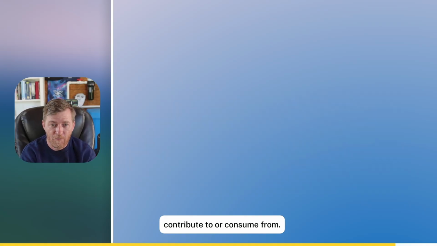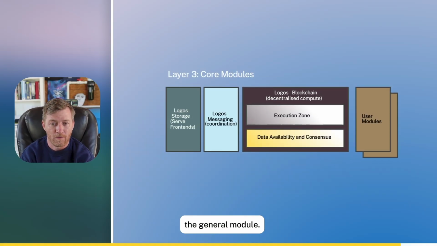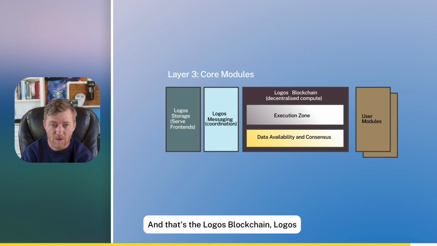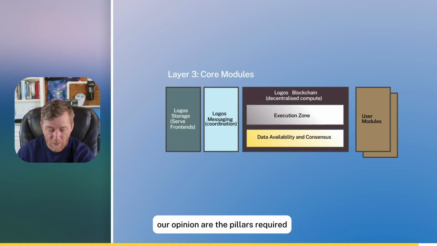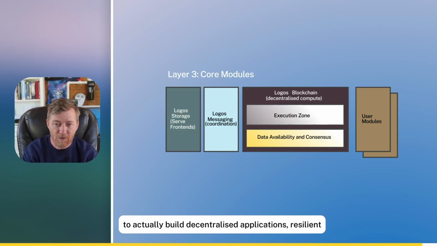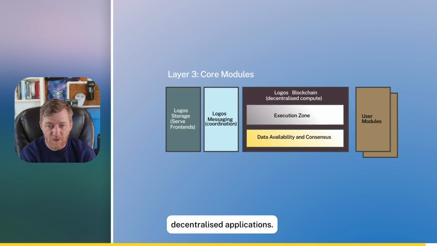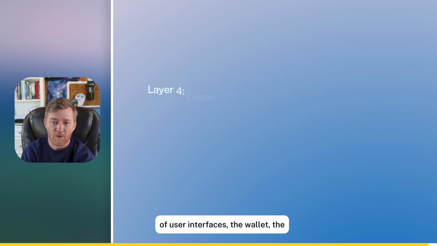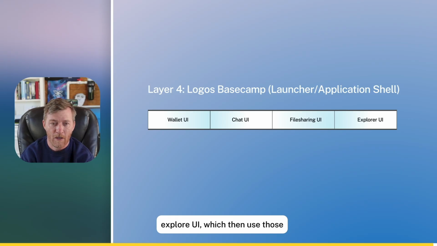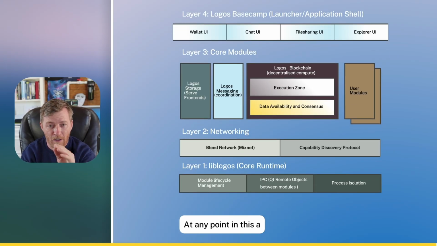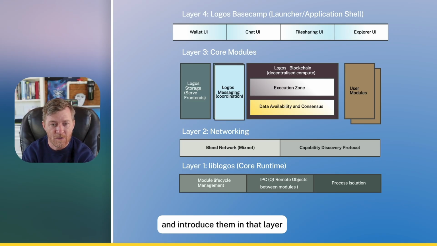So I join the networks that I care about based on the services I'm trying to run, contribute to, or consume from. You go above that, and we start with the general modules that take advantage of all this. That's the Logos blockchain, Logos storage, and Logos messaging: the three default modules that, in our opinion, are the pillars required to build resilient decentralized applications. Then we have a number of user interfaces, the wallet, the chat UI, file sharing UI, and Explore UI, which use those modules in various ways to allow you to easily interact with them. At any point in this, a user can build their own modules and introduce them in that layer of the stack to build the experience they want.